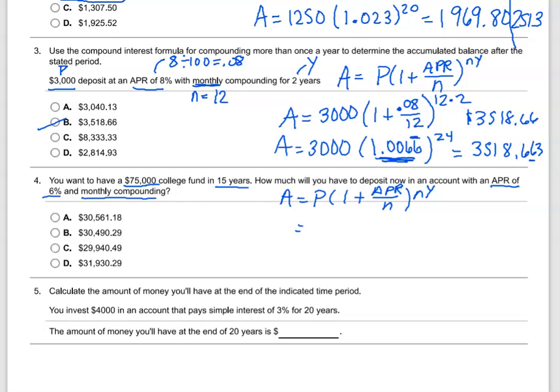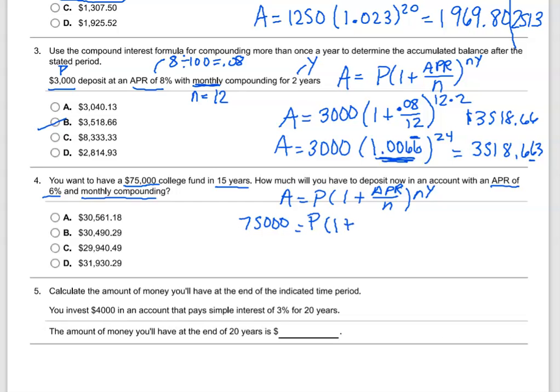In this problem, what's the 75,000 mean? It's the amount, right? The amount we want. So this time we don't know the principal. We want $75,000. That's what we want. We don't know our principal. That's what we're trying to figure out. How much do I have to put in the bank in order to get this $75,000 in 15 years? So principal is going to be our left P there, 1 plus our APR.